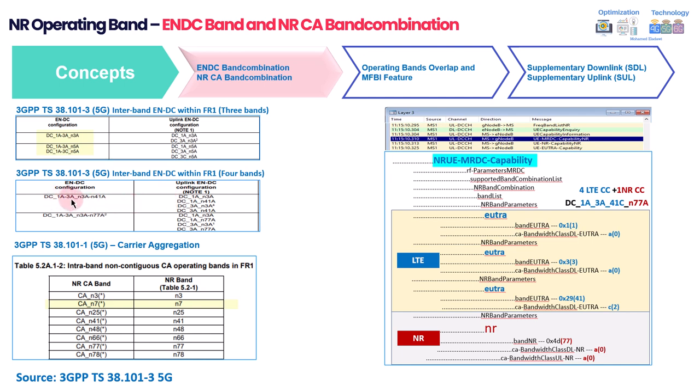So this is how you can read it. If you don't have anything like, for example, N, this means 4G. If it's NR, it will always be separated by a dash if it's within the NR, and by an underscore if it's between 4G and 5G. This is how you can read the band combination from the 3GPP documents.